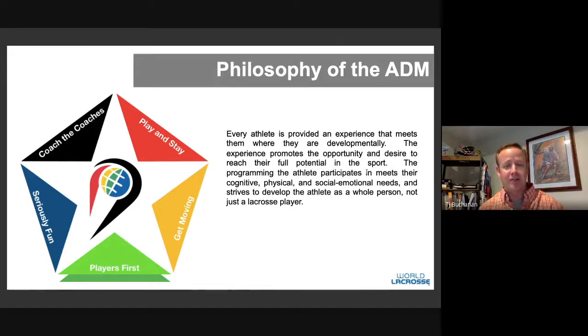So the first is the idea of players first, right? And that is being athlete centric. So every athlete has an experience that meets them where they are developmentally. Right off the bat, we have to do some evaluation, and we're tailoring the experience to the needs of the athlete. That doesn't mean that the inmates are running the asylum and the athletes are in full control. What it means is we recognize that they each have unique needs and differences in their lacrosse development, and we're going to make a concerted effort to address those different needs.